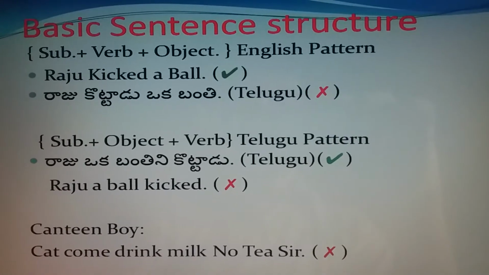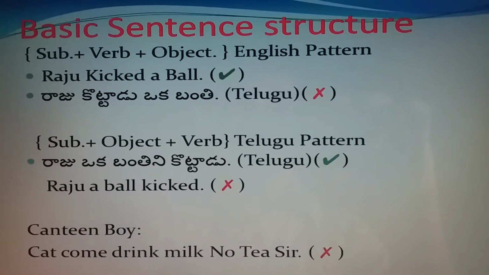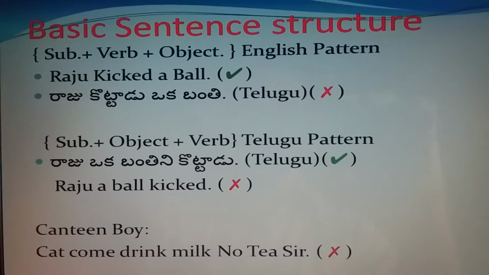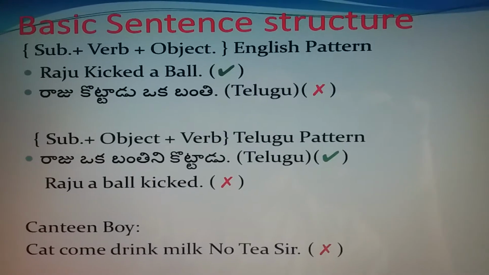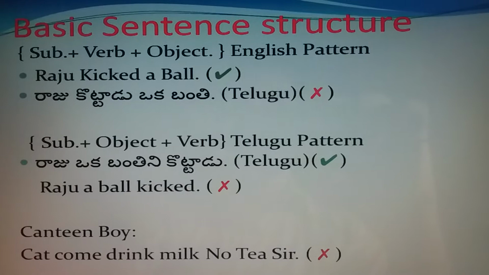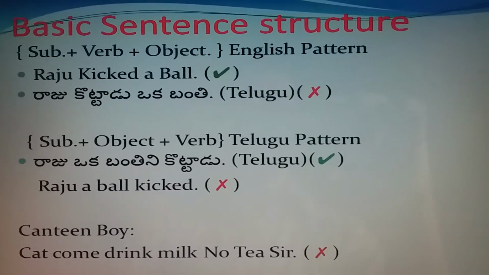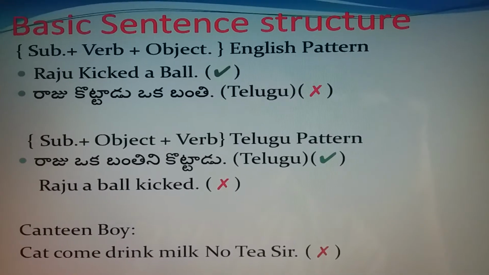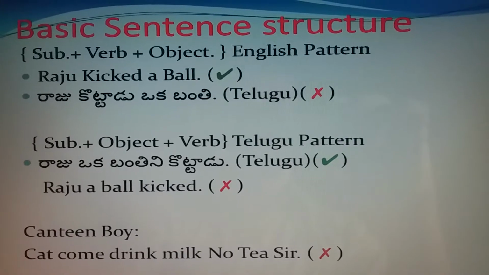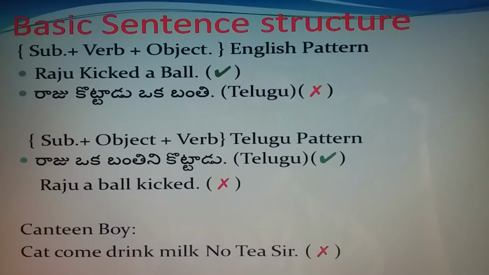Suppose you want to translate the correct Telugu sentence into English, a true translation from Telugu to English. Then what happens? Raju a ball kicked. According to English structure, that is wrong, because every language has its own pattern. That is the reason we should never do a true translation from English to Telugu or Telugu to English. As I am telling, every language has its own style of usage.